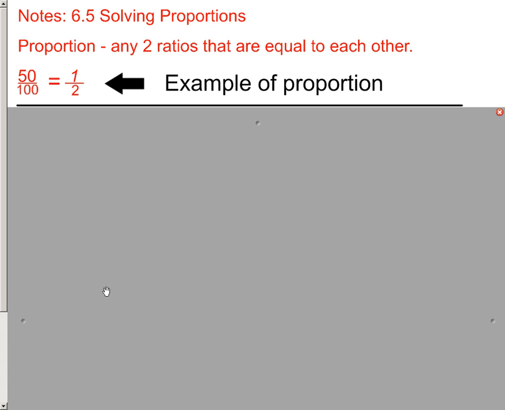What are proportions? If you're going to solve them, you better figure out what they are. But basically, it's just two ratios that are equal to each other. Think about it this way.